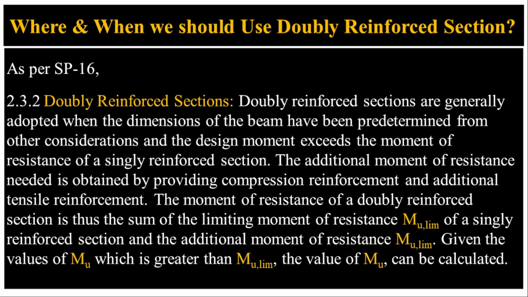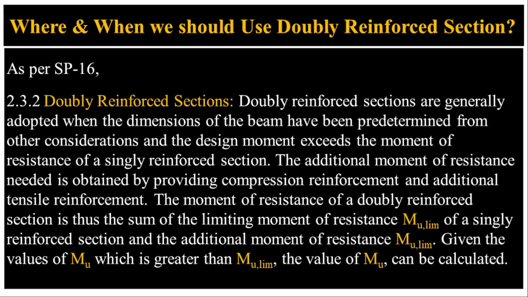The moment of resistance of a doubly reinforced section is thus the sum of the limiting moment of resistance Mu lim of a singly reinforced section and the additional moment of resistance Mu lim. Given the values of Mu which is greater than Mu lim, the value of Mu can be calculated.